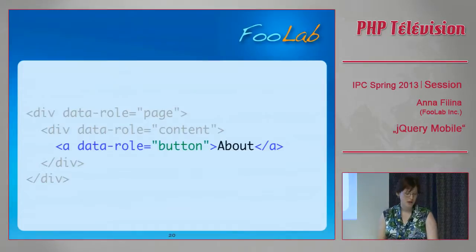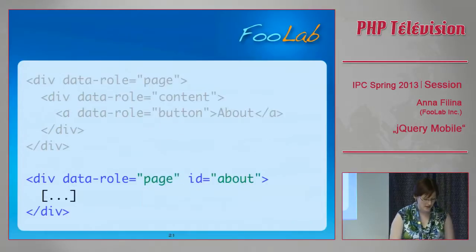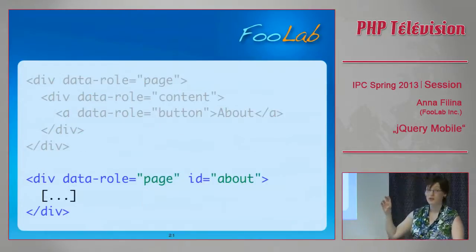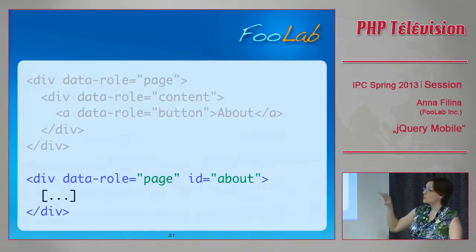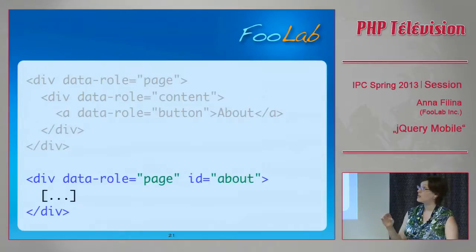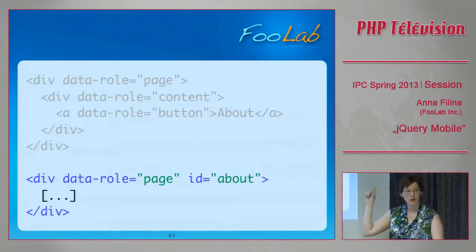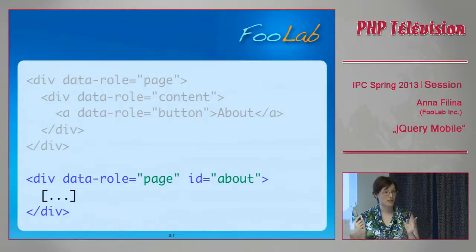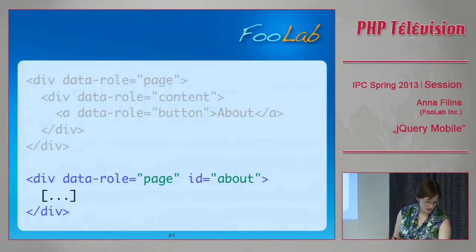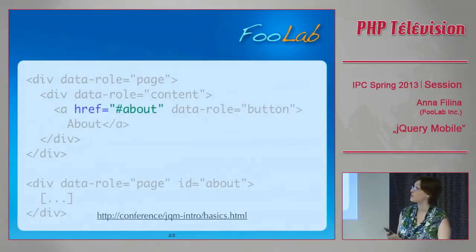The button by itself is not going to do anything until you link to another page. And I will show you a simple example where you can create two pages within the same document. Actually, you can create as many as you want. So within the same document, you create another data-role page. You give it a unique ID. By default, jQuery will display only the first one. It will make it visible. And the other ones will be hidden until such time as there's a link that points to them. Then it will play a transition and display the correct one. All right. And to create a link, you just use a standard hashtag, about, that points to this.